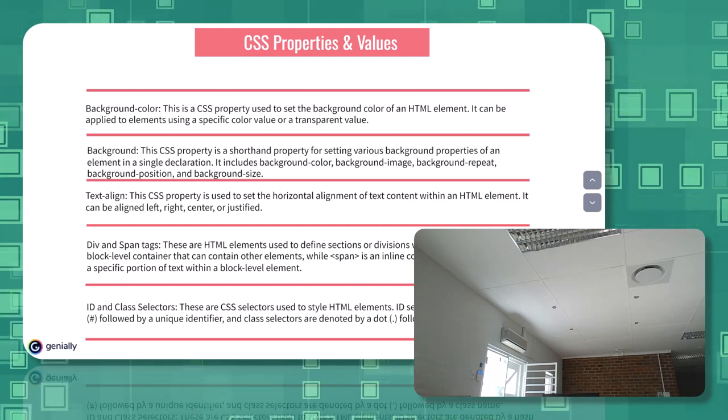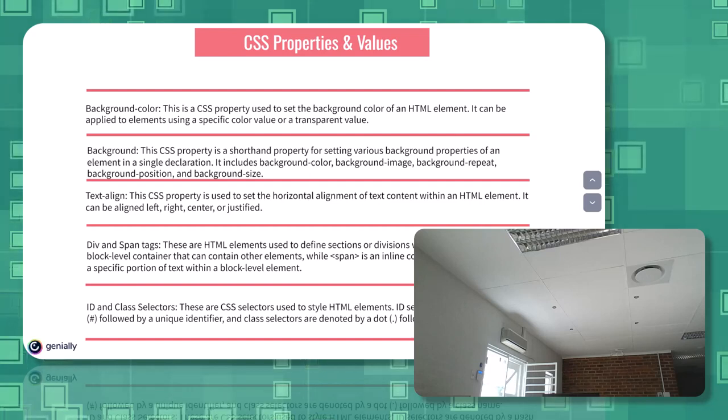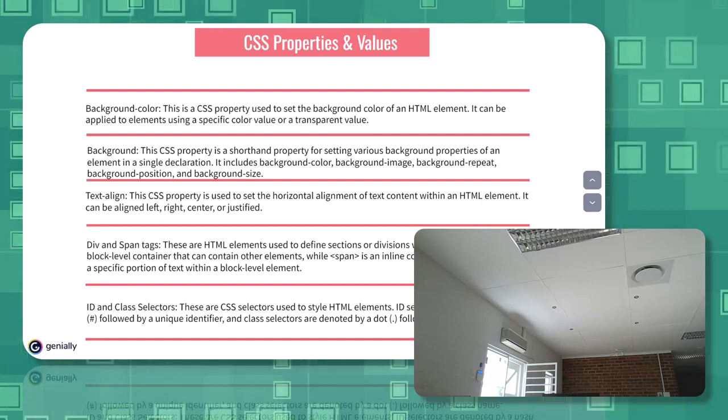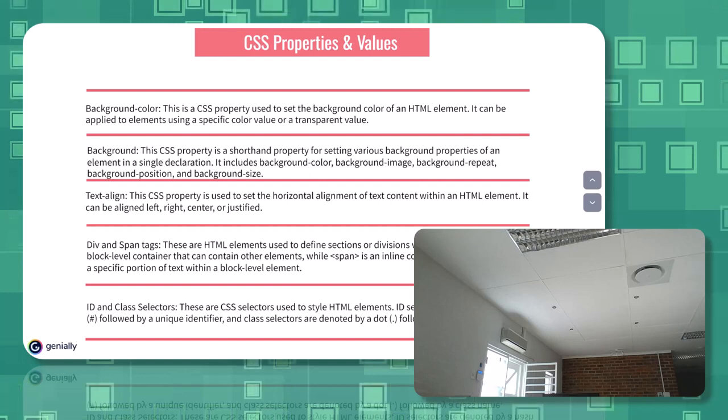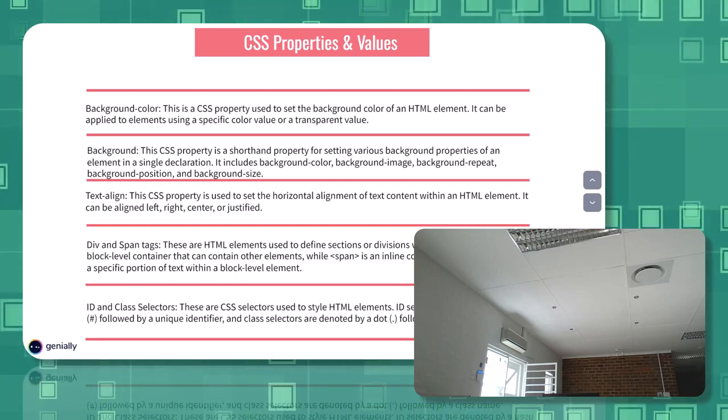Just picture this as a grid, right? Each and everything has its own block. That is a block level container. A span is an inline container because it is also a container, but it contains things that are in line.